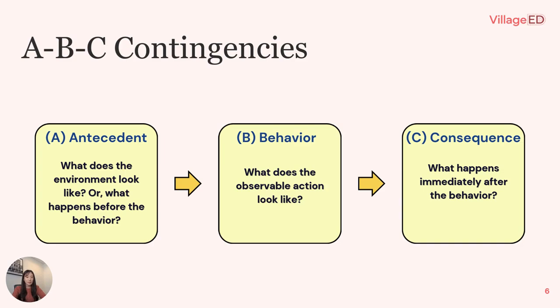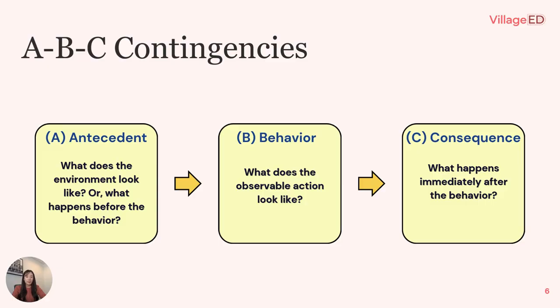When we look at this closely, we have antecedent referring to what happens before the behavior occurs. So think about the environment or situation leading up to the behavior. What does the environment look like? What happens before the behavior? What are the triggers?